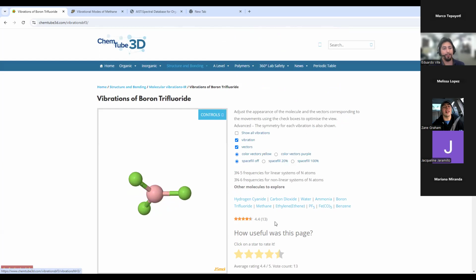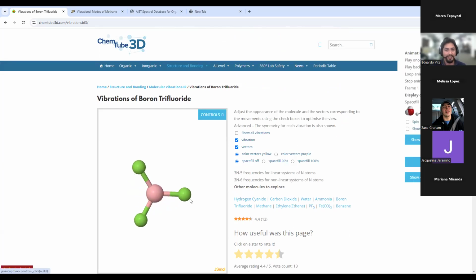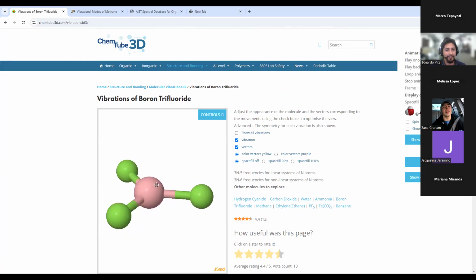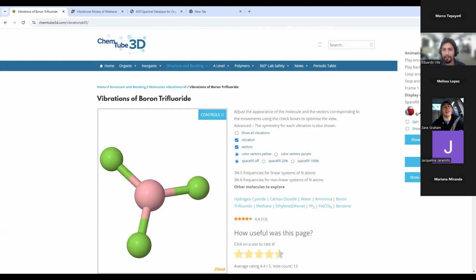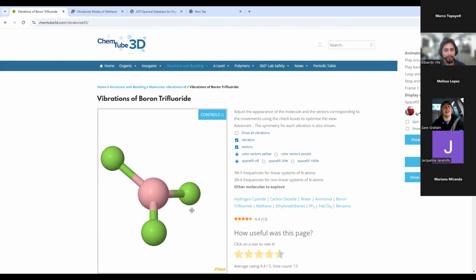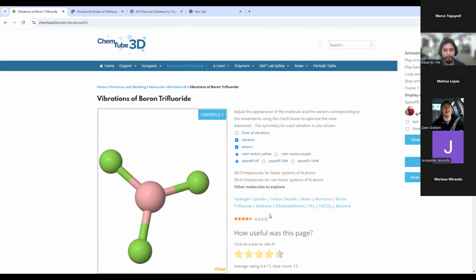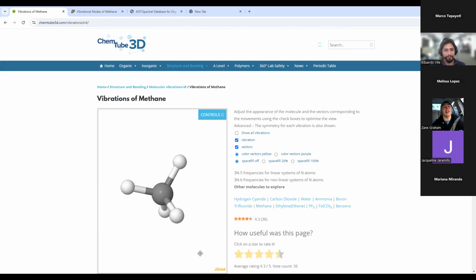Well, that's not exactly the one I was looking for, but here's another example. For example, boron trifluoride. If I click next, you can see a sort of wiggling of the molecule, and then here you have another wiggling, and then another one right there. Methane is another pretty good example.